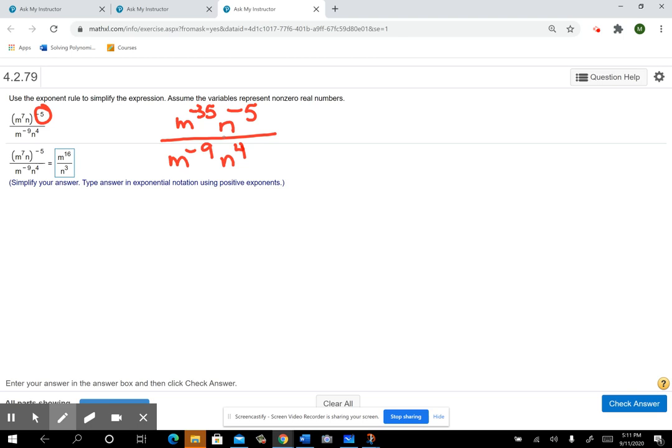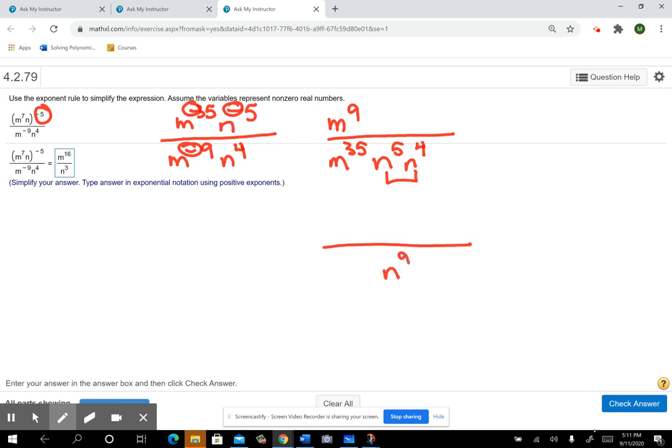Okay. All right. And then once you do that, I recommend that you get rid of the negative exponents. So that means if it has a negative exponent, which these do, you'd move them to the other side of the fraction bar. So m to the -35 would be 1 over m to the 35. M to the -9 would move up and become m to the 9th. The n to the -5 would move down here and be n to the 5th. And then n to the 4th, the exponent was already positive, so it stayed put. Okay? Then the expressions with the n in them would go together and become an n to the 9th on the bottom.